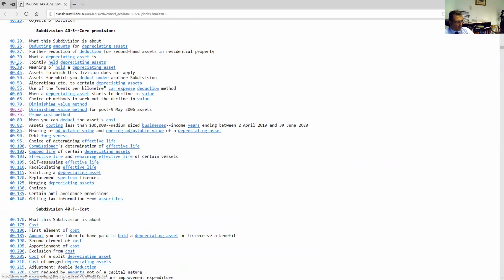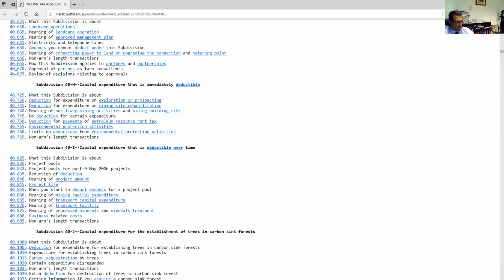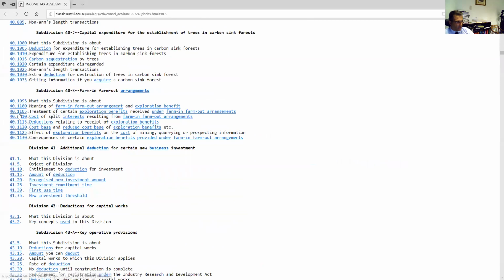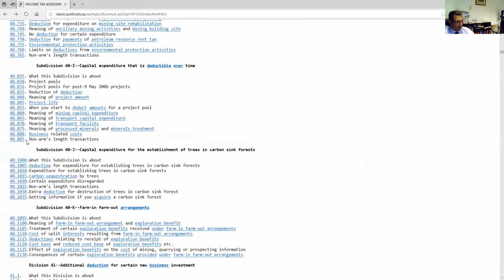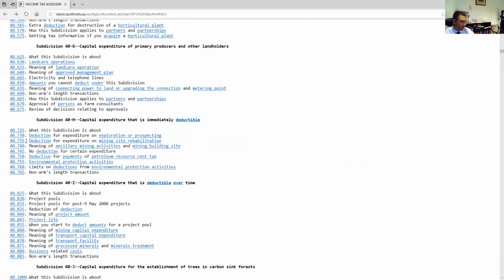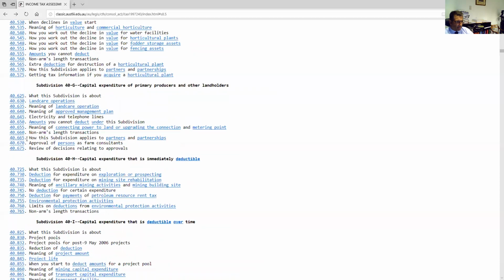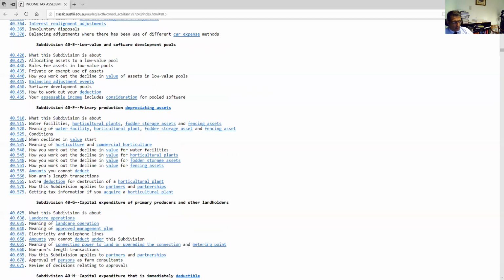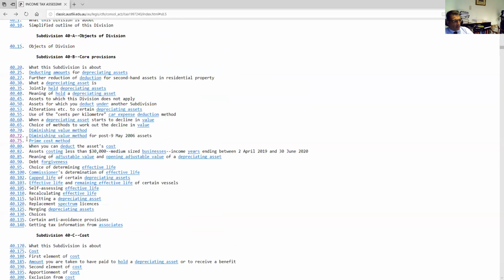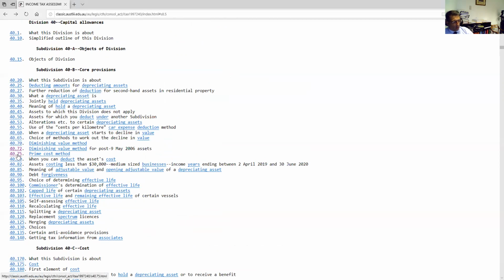Now, Division 40 is a very long division, and you can see it goes right through to section 1130. There are all sorts of provisions about, for example, which of those two methods you should use in particular circumstances. Whichever of the two methods you choose, either in accordance with the legislation or by your choice, you must maintain the same method for the life of the asset. So you can't change methods from year to year.